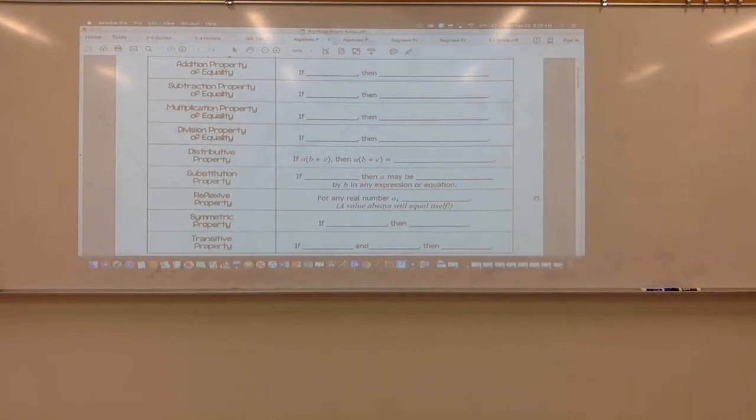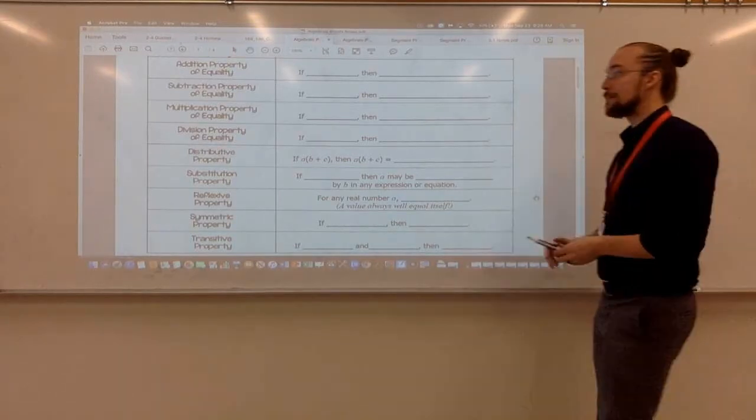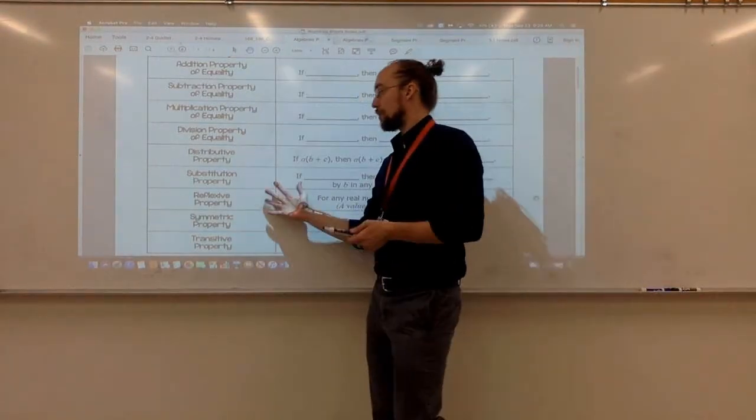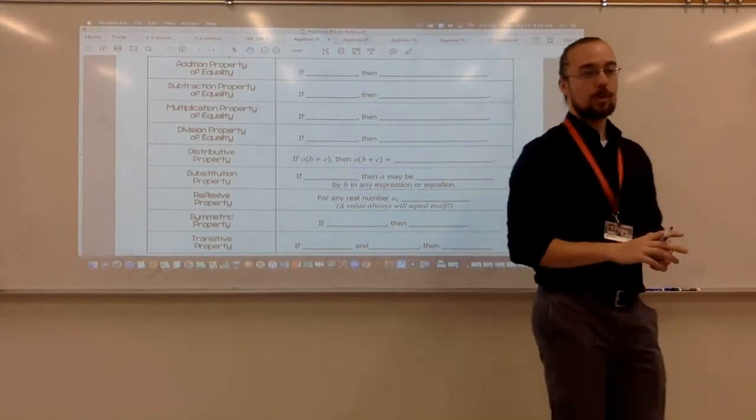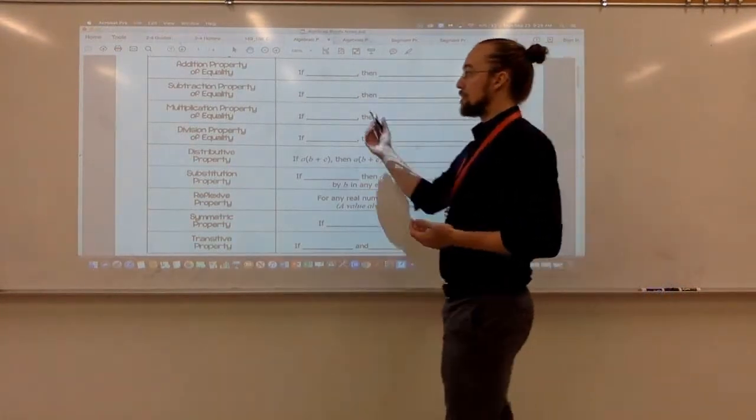To introduce us to the idea of proofs, first we need to make a list of the different properties that we can use in our proofs. We've seen all of these before. We're just going to put some notation to them.